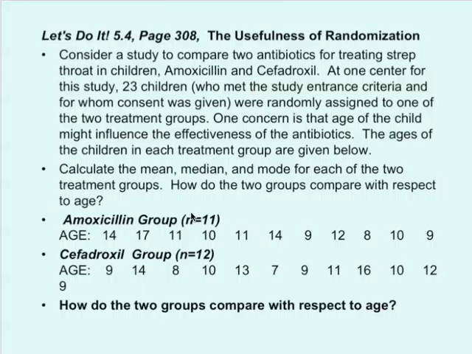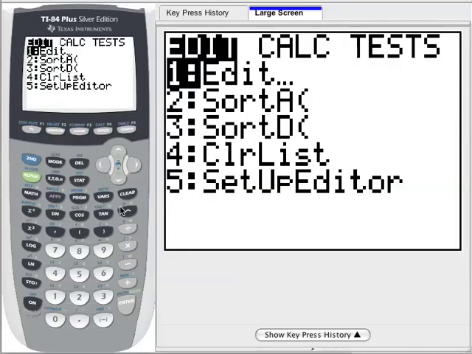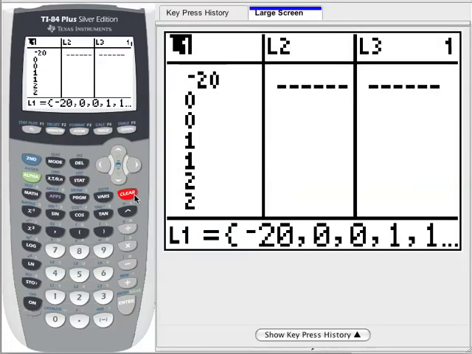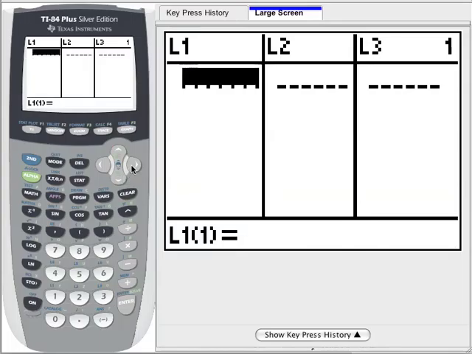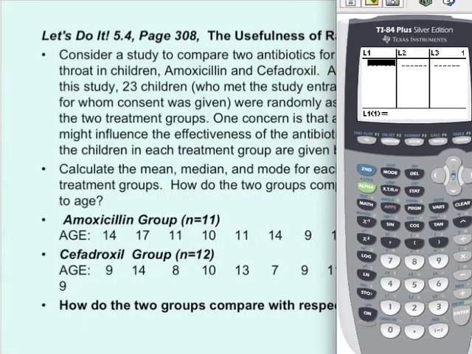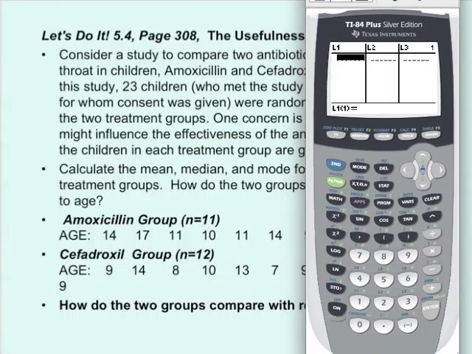Okay, so let's go ahead and get out our calculator to do this. So we're going to do this in L1 and L2 respectively. So go into Stat, go into Edit, and then let's clear out the last LDI from L1, and we're going to go ahead and enter in the number of children. There should be 11 in L1 and 12 in L2. Okay, so I'm going to move my calculator over here for a moment so I can see the numbers.